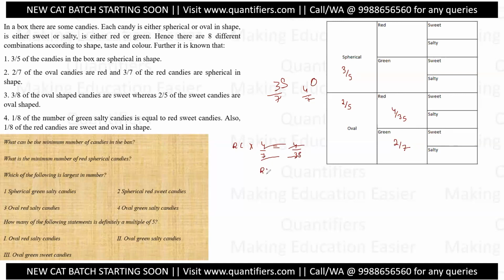So red candies are 1 by 5. Red candies are 1 by 5. All right. So if red candies are 1 by 5 and 4 by 35 are here, how much must be here? 1 by 5 minus 4 by 35, that is 3 by 35 must be here. See, the table will keep on getting filled itself. You just have to be careful about the calculations and numbers. Now this is 3 by 5, this is 3 by 35. So rest must be this part. So 3 by 5 minus 3 by 35, that is 18 by 35.